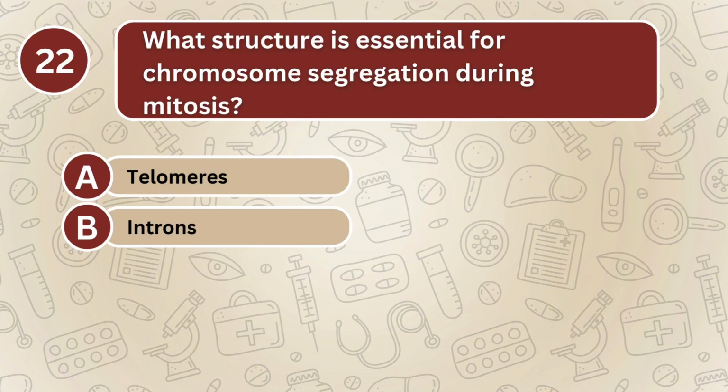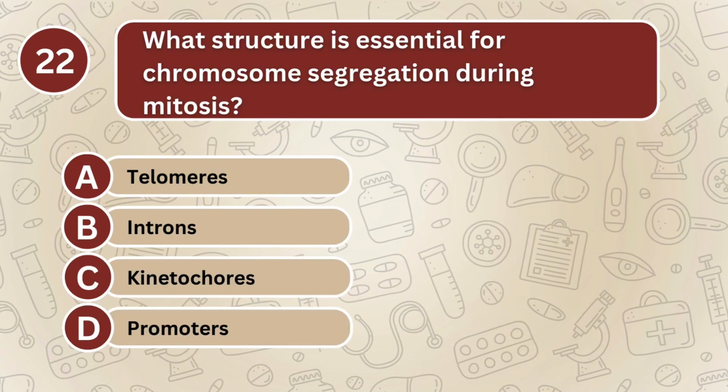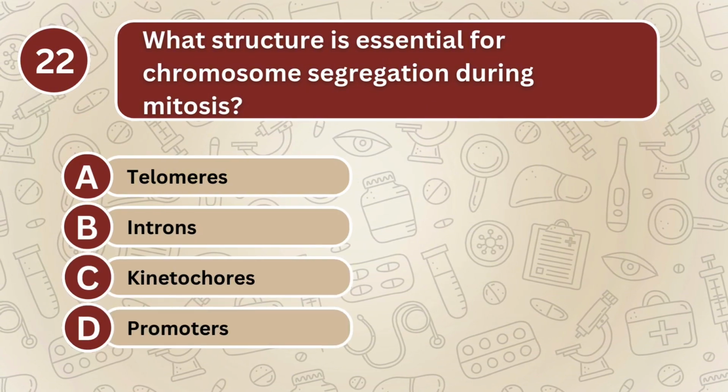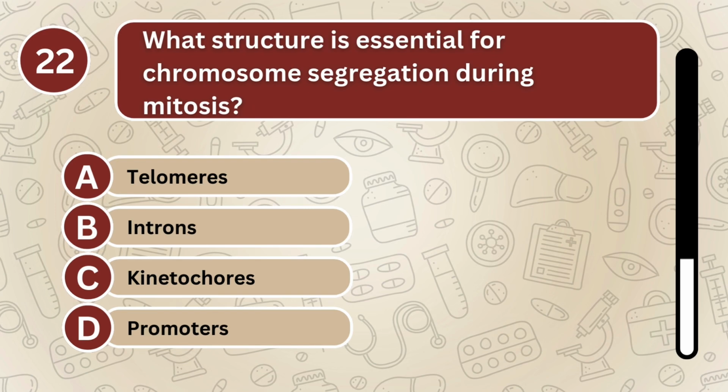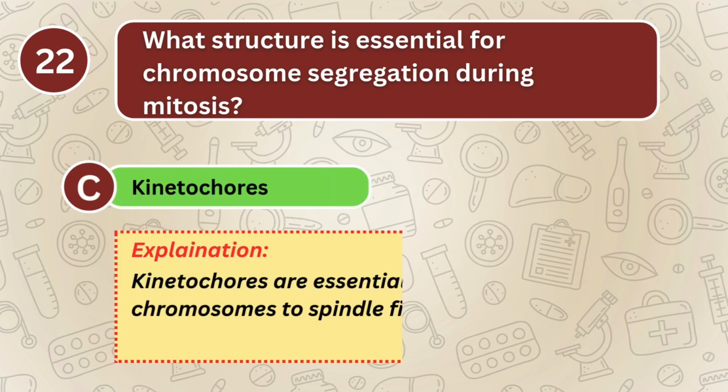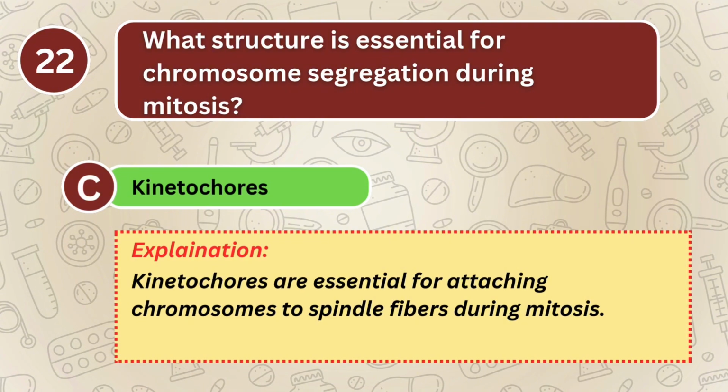What structure is essential for chromosome segregation during mitosis? A. Telomeres, B. Introns, C. Kinetochores, or D. Promoters. Correct answer is C. Kinetochores.